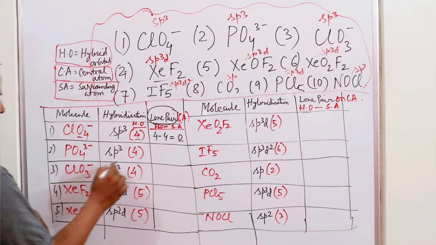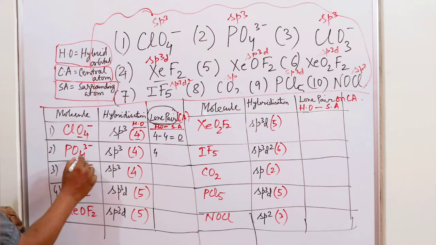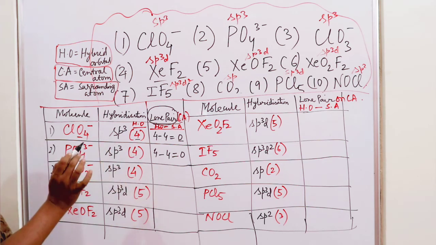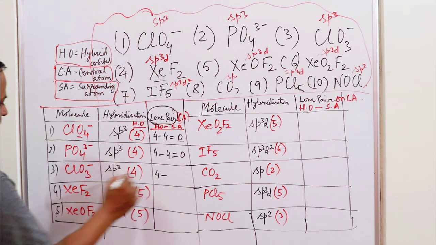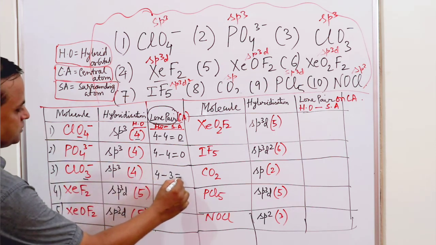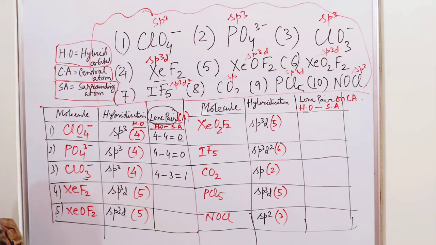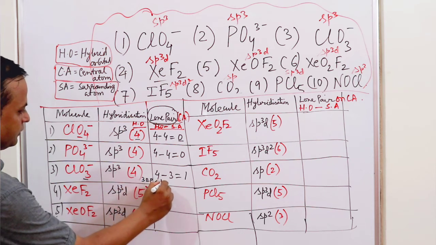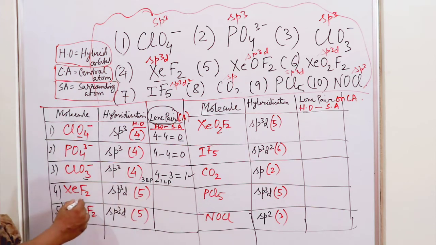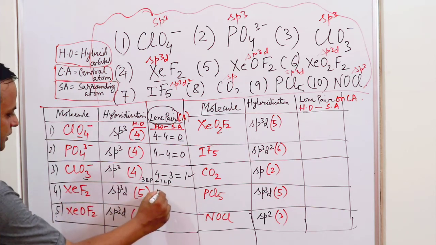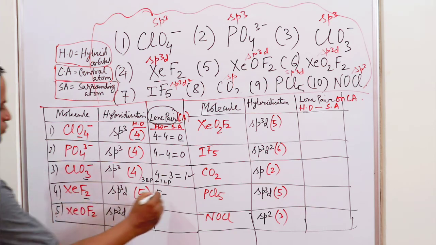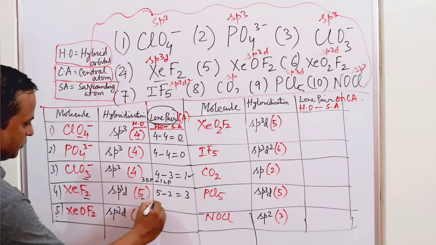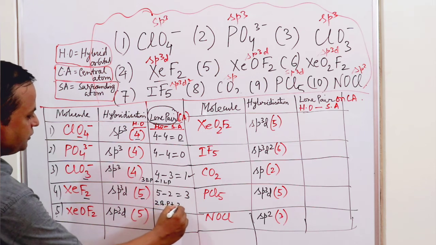Now let's come to phosphate. Here also 4 hybrid orbitals and 4 surrounding atoms. So here also no lone pair. So all the pairs of electrons are bond pairs. Next, here 4, but you see surrounding atoms are 3, so this is 1, so that means out of 4 orbitals there are 3 bond pairs and 1 lone pair, this is the lone pair. Next, here 5 hybrid orbitals, how many surrounding atoms? 2, so 5 minus 2, that is 3, so out of the 5 orbitals, there are 2 bond pairs plus 3 lone pairs.